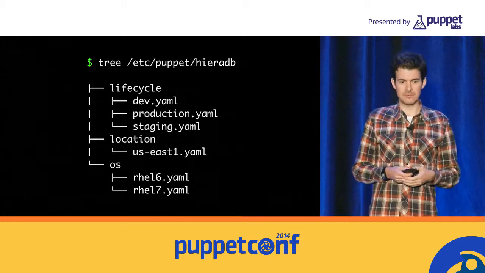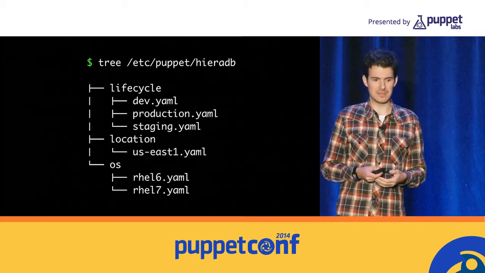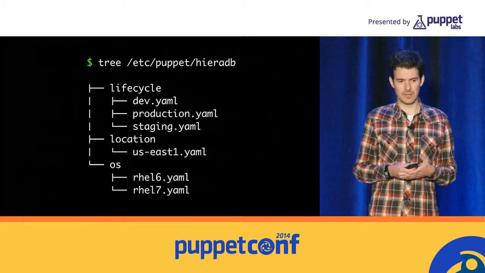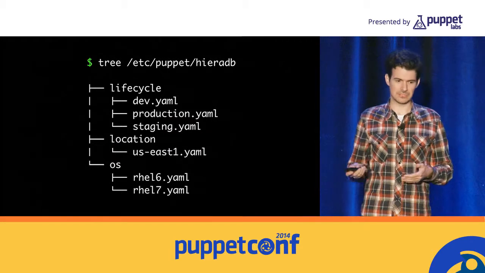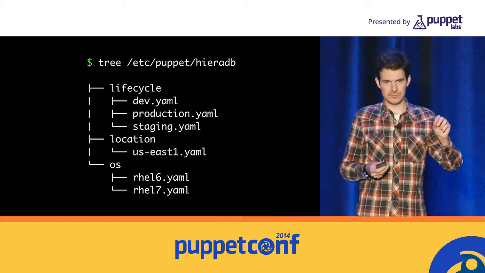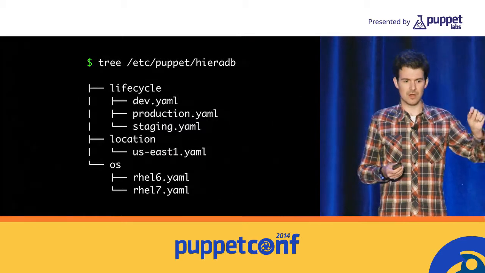And so if we look at that /etc/puppet/hieradb, this is what it would look like, right? We have lifecycle, we have location, OS, and all of those folders map to our hierarchy.